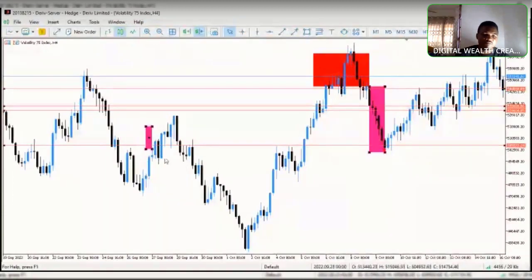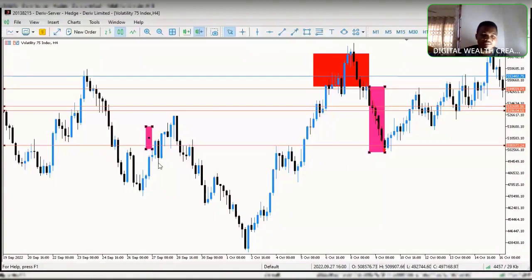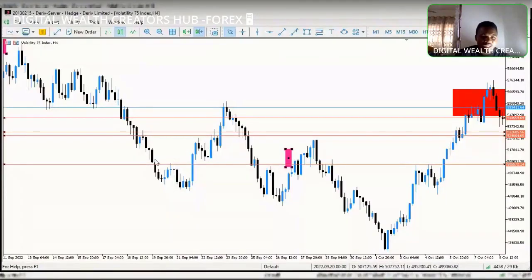Okay, so tweezers, they form on every time frame, but how strong can they determine, can you use them to take a decision? That's the thing.